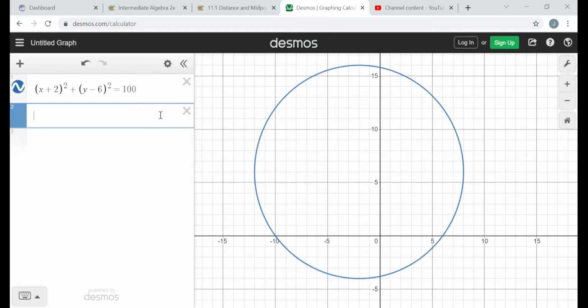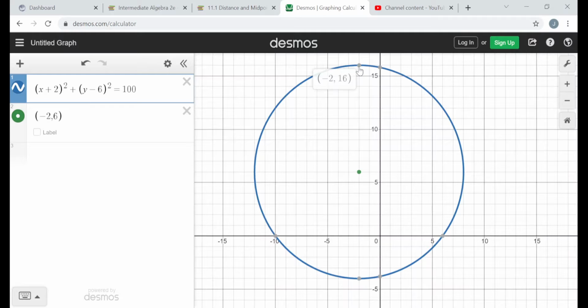Let me put that center in, right? It was -2, 6. See how that green point's definitely showing up in the middle of all this. And then some special points here. So this is -2, 6. See, -2, 16. So that's 10 units above. Here's -2, -4. That's 10 units below the center.